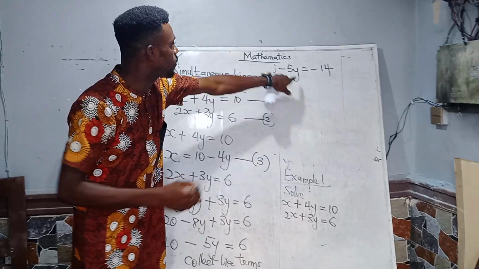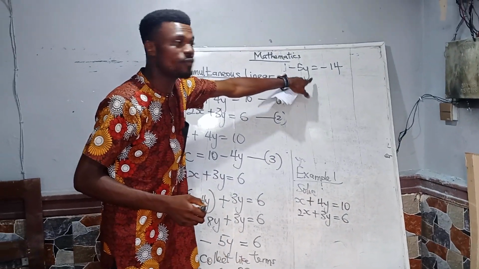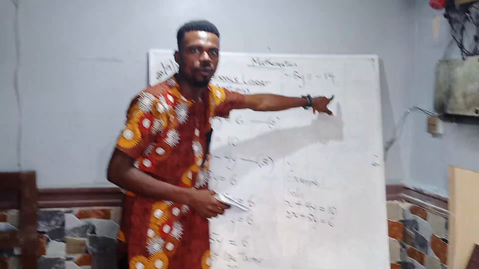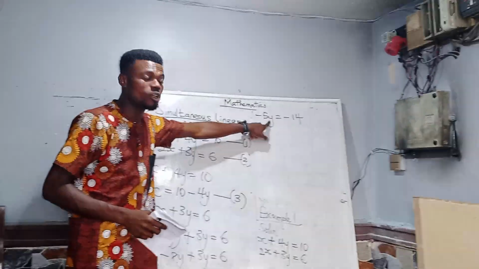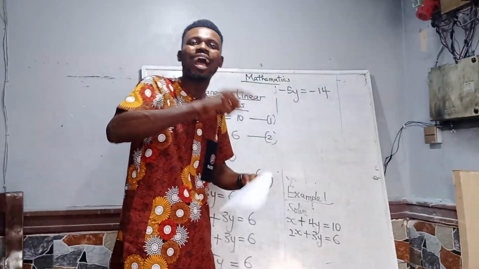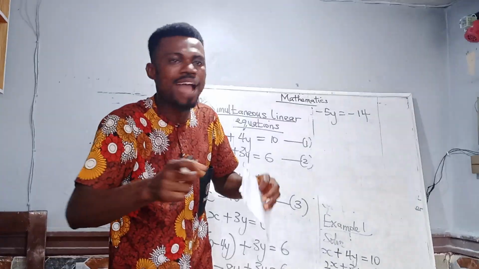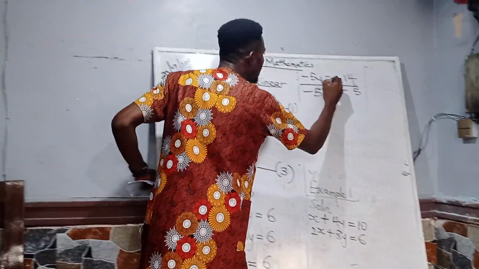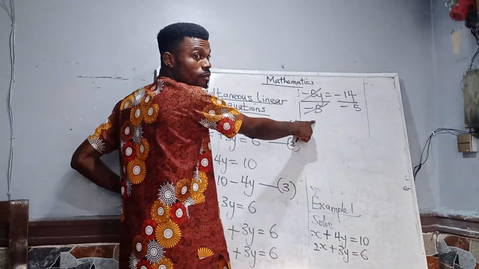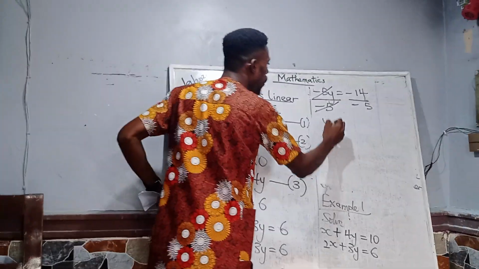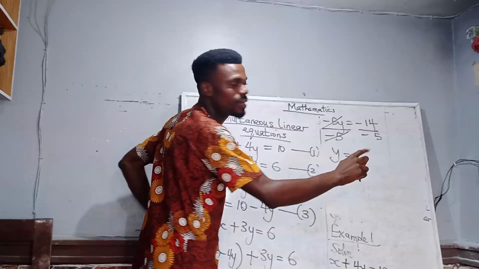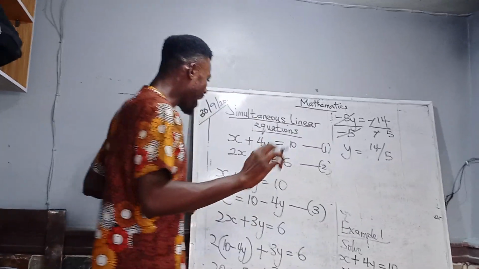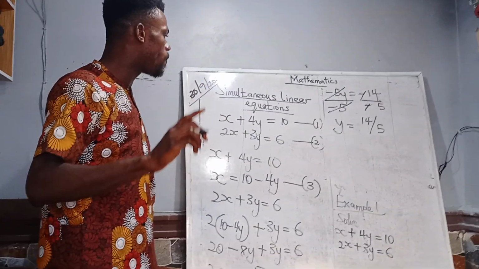Now, I'm looking for the variable y. Remember, I said to get the variable, you have to divide both sides by the coefficient of the variable. There's a number beside the variable. What's the number? Minus 5. So that minus 5 will have to be removed, and to remove minus 5, we'll divide both sides by that value, minus 5. Such that minus 5 takes care of minus 5, we have just y left. So y equal to minus 14 over minus 5. Minus takes care of minus, so we have 14 over 5. So the value of y is 14 over 5.